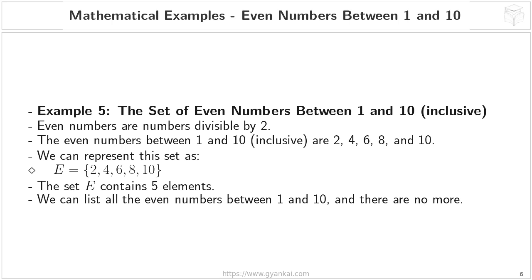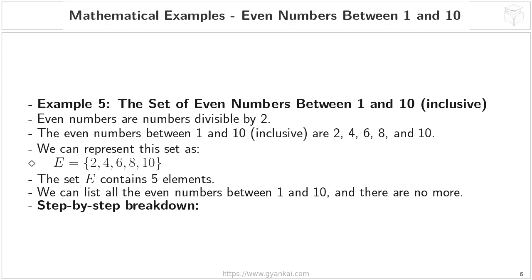And just like with the previous examples, the students in a classroom, the days of the week, the colors of the rainbow, and the prime numbers, we can list all the even numbers between 1 and 10, and we know we've reached the end. There aren't any more.